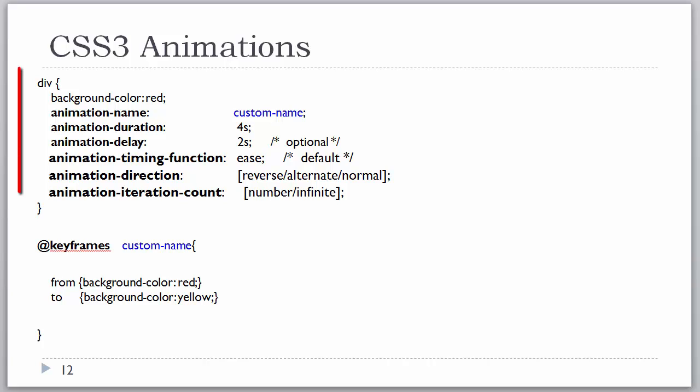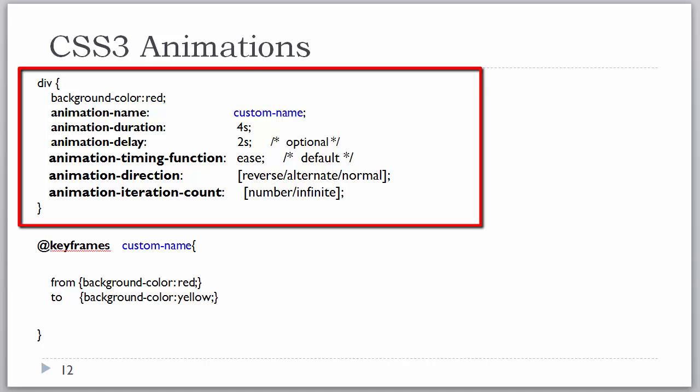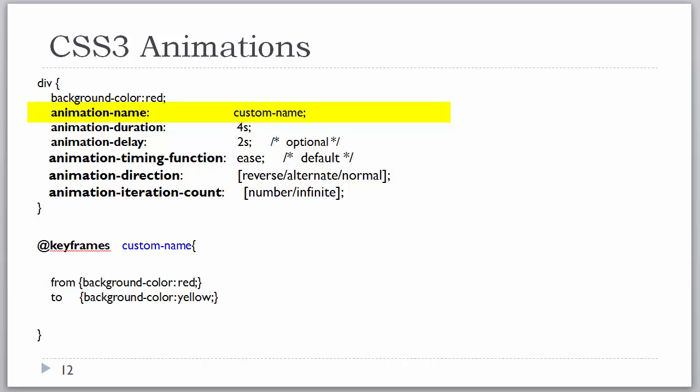Here we have some properties set for a div. We have a background color, and we have several animation CSS properties that refer to aspects of the animation. You can also use a shorthand for this. All right, animation-name, that's a custom name, whatever you want to call it. The duration, similar to a transition duration. A delay, similar to a delay in a transition, which is optional. So at minimum, you need the name and you need the duration, and that's all you need.